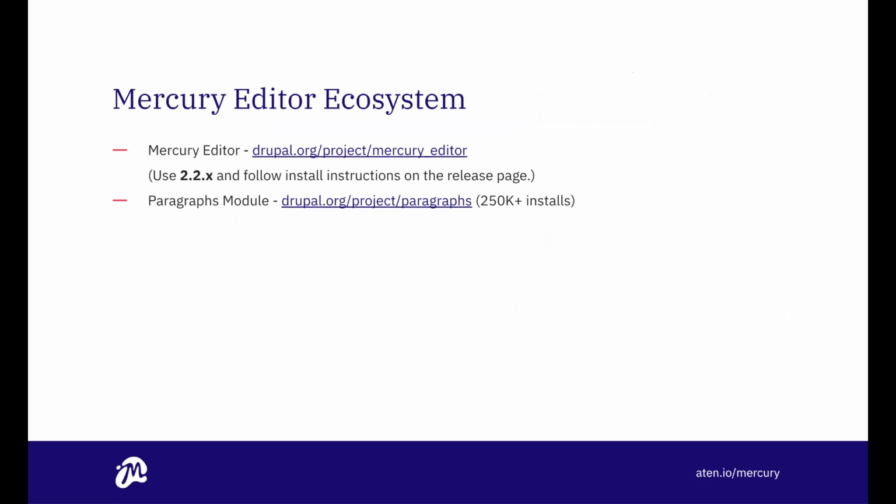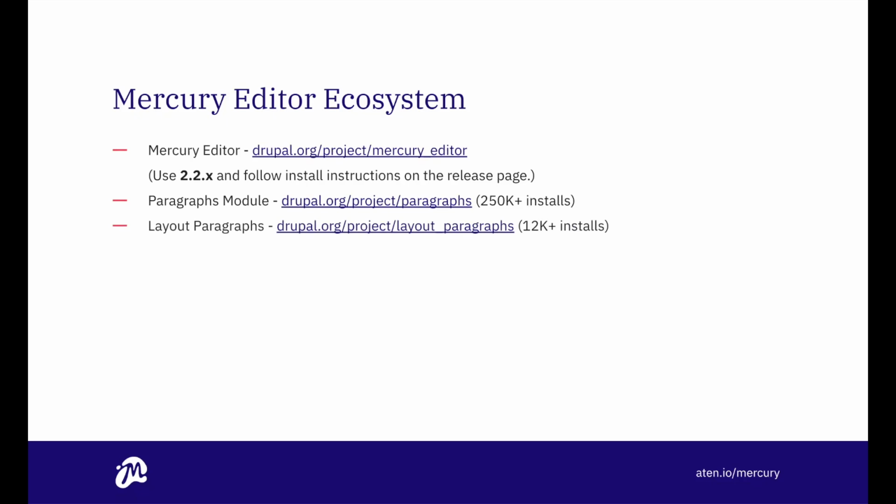Mercury heavily leverages the paragraphs module. Paragraphs is still the most widely used module for implementing component-based content, the ability of being able to organize content as components within your entities in Drupal. So having a page that itself is built up of different components. Paragraphs is the most widely used module for managing that kind of a paradigm with over 250,000 installs.